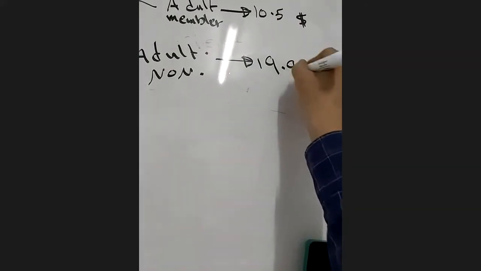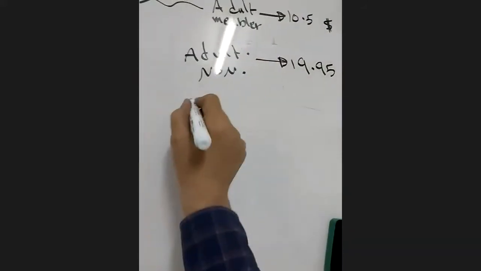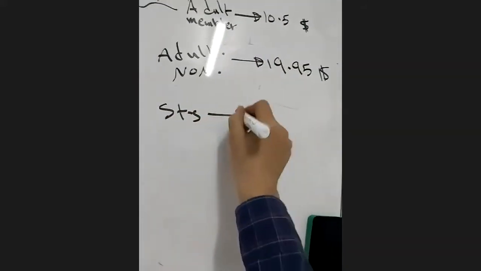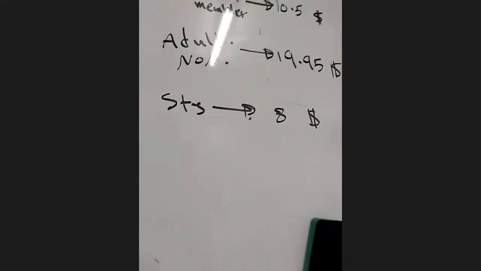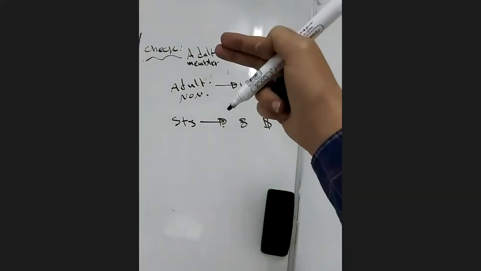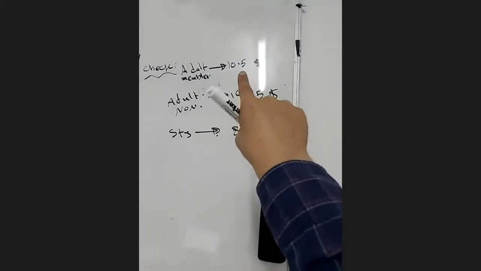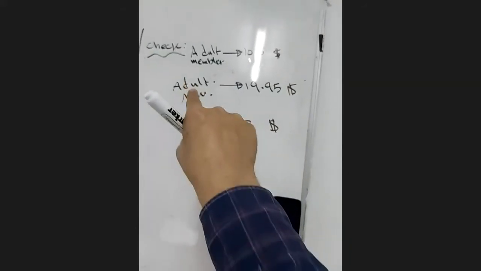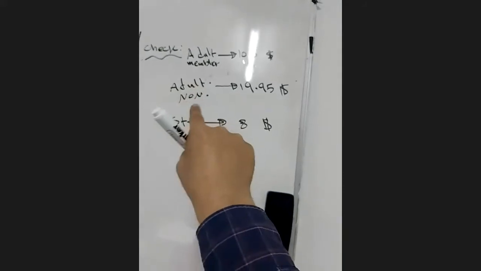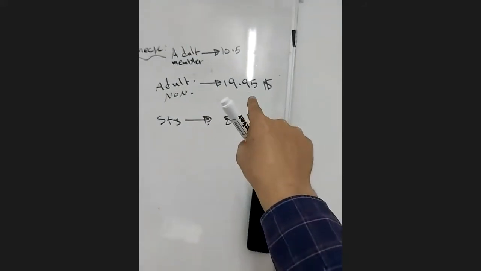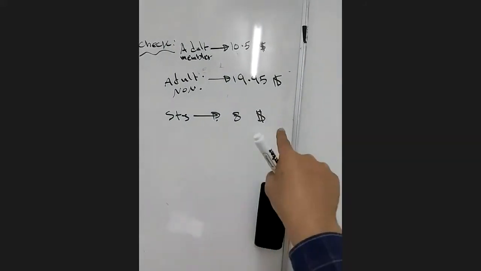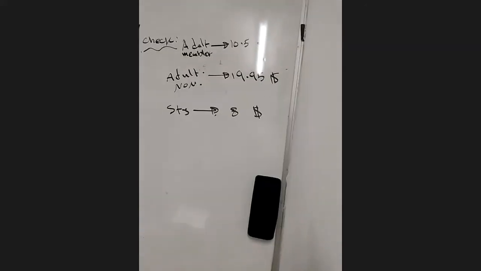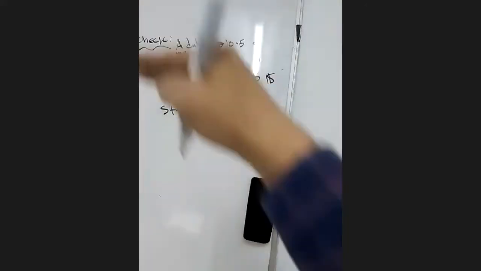$19.95, $8. So the ticket for an adult member is 10.5. If the adult is not a member, it's 19.95. And for the students, $8. This is the given information.